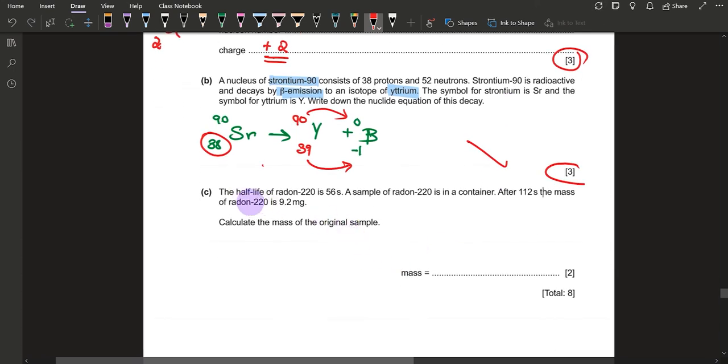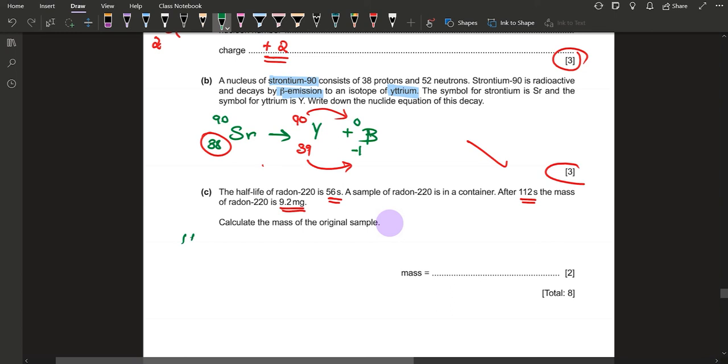Part C says the half-life of radon 220 is 56 seconds. A sample of radon 220 is in a container. After this much time, the mass of radon is this. Calculate the mass of the original sample. So because of the half-life, the mass will decrease over time. And we know that the half-life of radon is 56 seconds, and we keep it out for 112 seconds. So we can find out how many half-lives radon goes through.